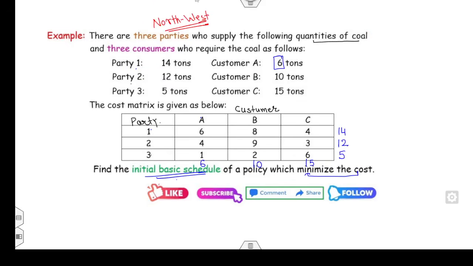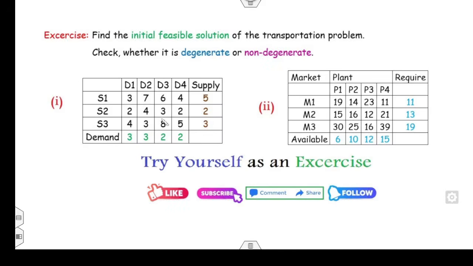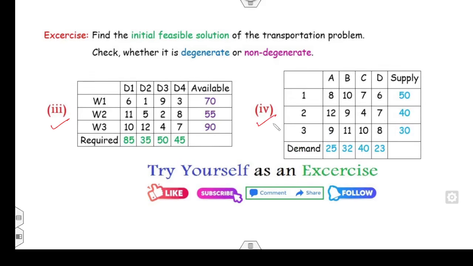But make sure we have other methods also, called the least cost method and the Vogel approximation method. We will solve the same 15 examples with the help of these two methods in our next videos as well. Till then, you can solve these four examples, example number 1, 2, 3, and 4, as an exercise and let me know whether you are able to understand these lectures in an easy manner or not.